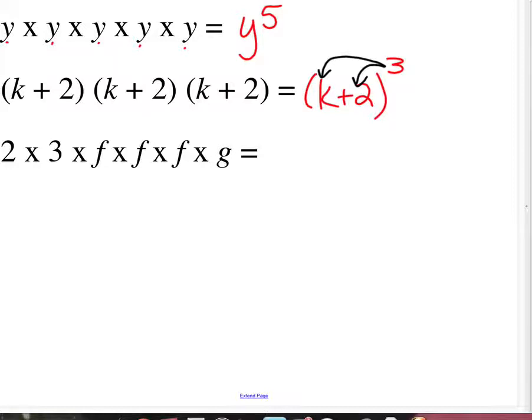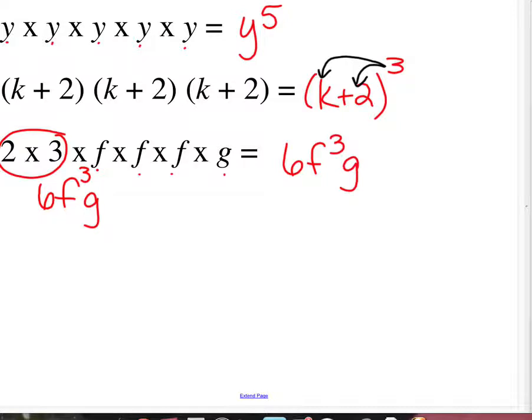The next one is interesting. I see something that I can actually solve here. Do you see this 2 times 3? You know what that is. That's a 6. So if you see a part of the expression that you can solve, please do so. Now, what else do I have? I see that I have an f. How many are there? 3 of those. It gets an exponent of 3. And there's a g. So that's the answer. 6 f to the third power g. The g doesn't have the exponent of 3, right? Because there aren't 3 g's. There's only 1 g.